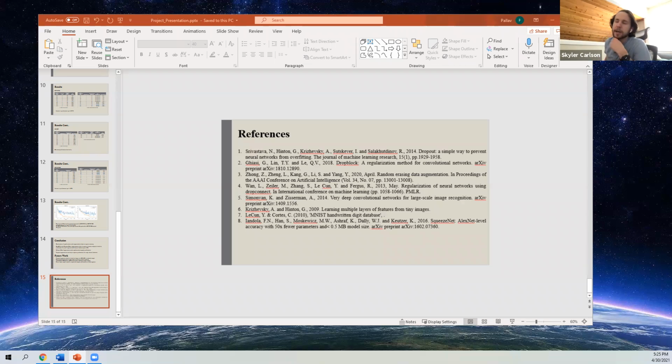Just a quick question. How did you decide where to put the DropBlock regularization? That's a very good question.